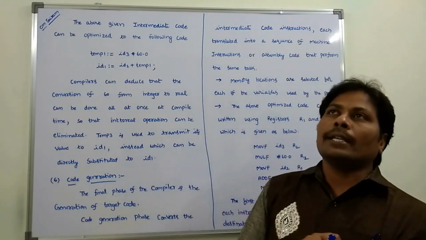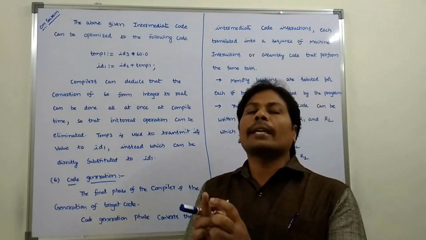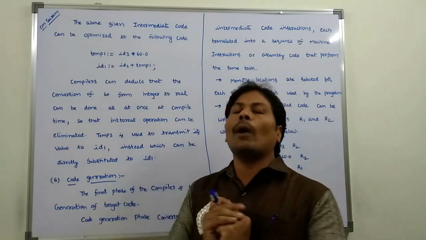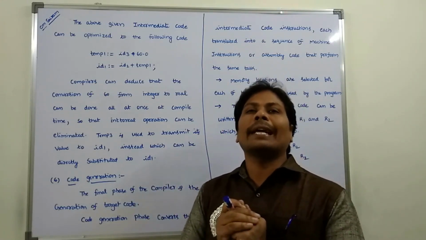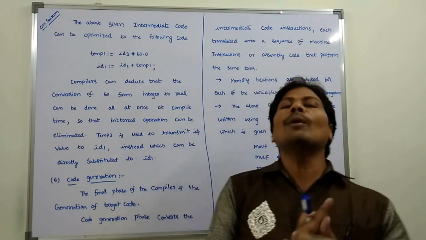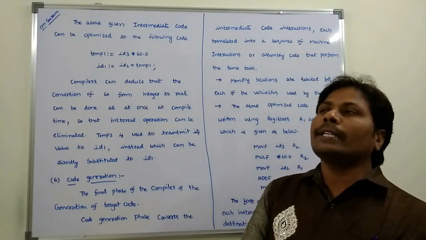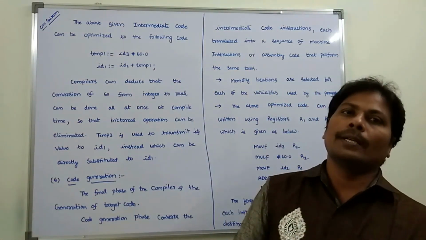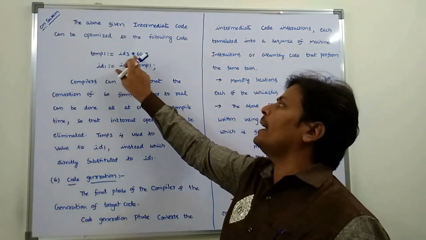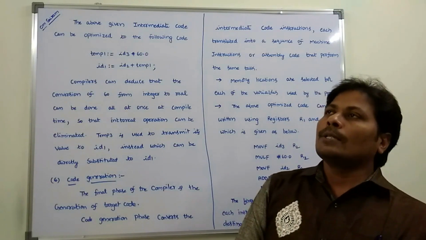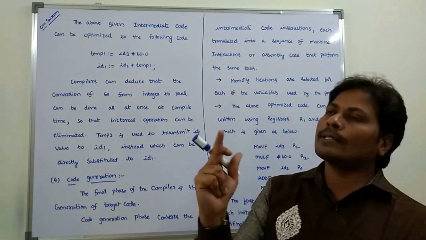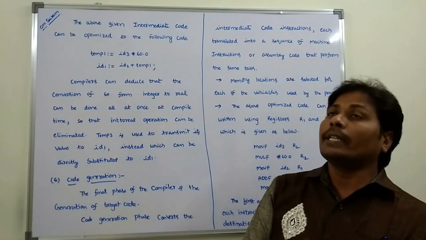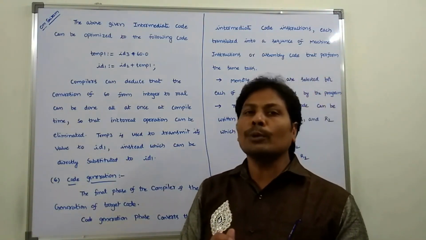Next, the final result temp3 can be assigned to identifier ID1. So this instruction is also eliminated, and whatever result we are getting can be directly assigned to ID1. The above intermediate code representation can be optimized into these two instructions. First one is temp1 is equal to ID3 into 60. So in the intermediate code representation, the first instruction temp1 is equal to int to real of 60 can be eliminated.